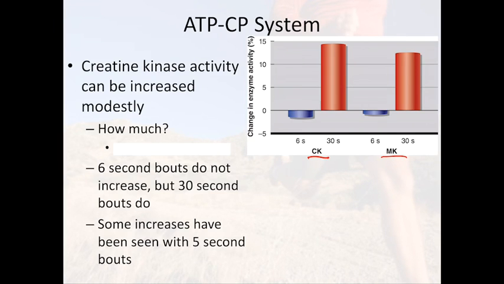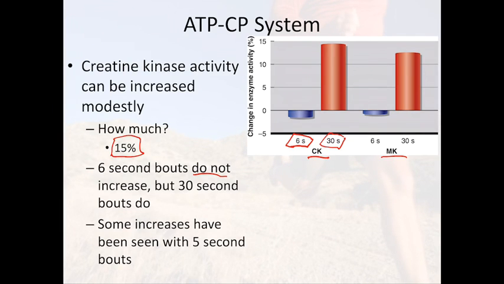They did two different things. They did one type of training, which is 6-second bouts of training. That was what they thought might be the best for the creatine phosphate system. But then they also did a second group who did only 30-second bouts of sprints for training. Interestingly enough, the 6-second bouts weren't enough to increase creatine kinase activity or myokinase activity, seen right here. So these blue bars did not go up, but when they did the 30 seconds of training, both those enzymes improved by about 15%.